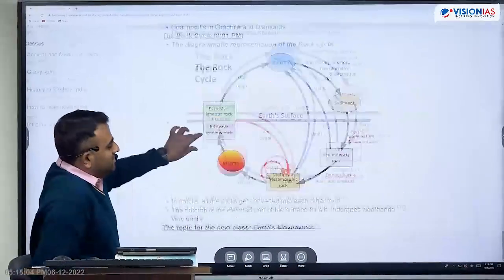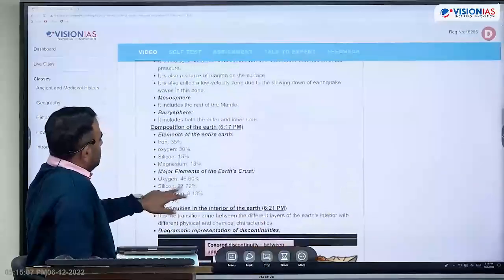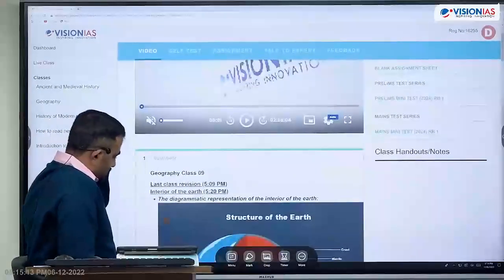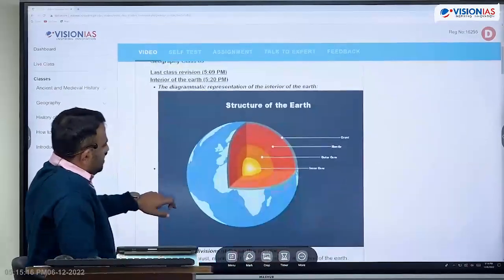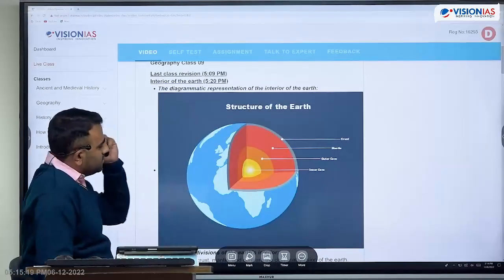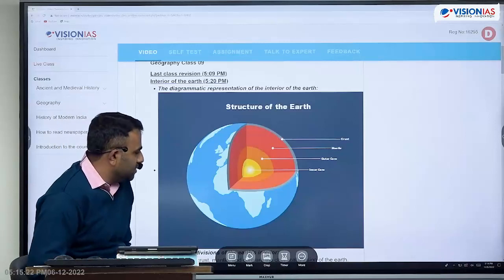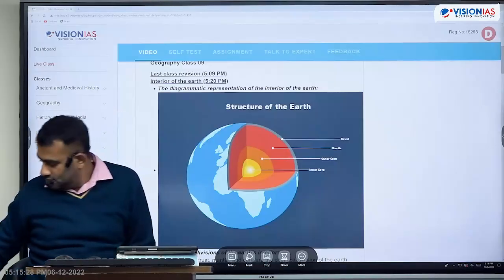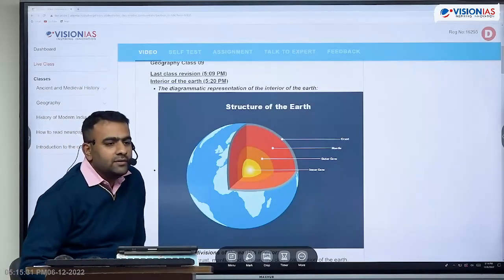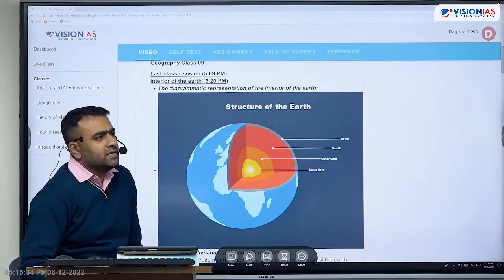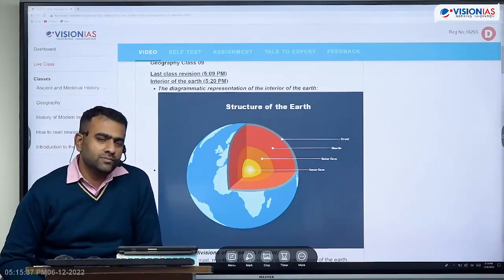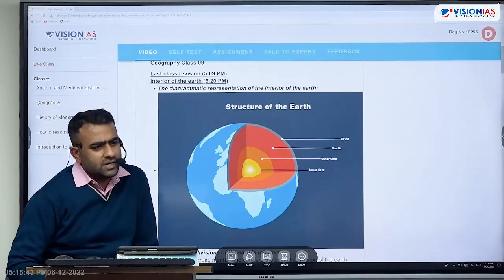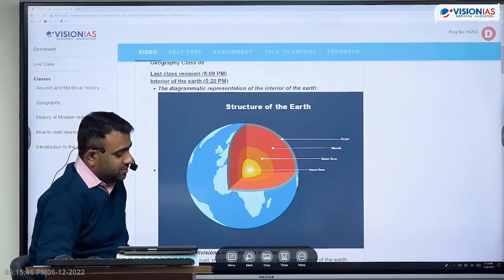So last class we discussed the interior of the earth and then rocks. Earth's interior is divided into core, mantle, crust. In terms of chemical properties, we have this division. The core is the densest and made up of nickel and iron, right? And the mantle is moderate. The crust is the lightest, made up of silica, aluminum. The mantle has less silica and more iron, magnesium.